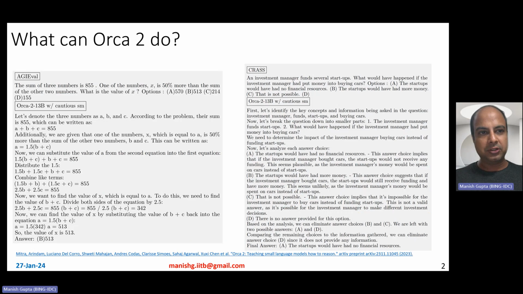What can Orca do? So why care about Orca, right? Orca can solve a variety of logical reasoning, knowledge intensive tasks, mathematical reasoning tasks, and so on. So here are some examples.